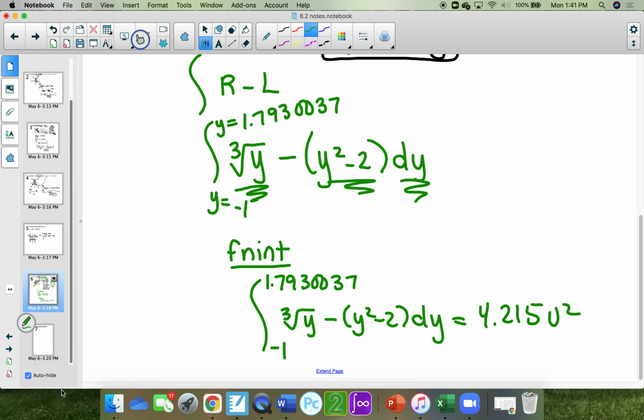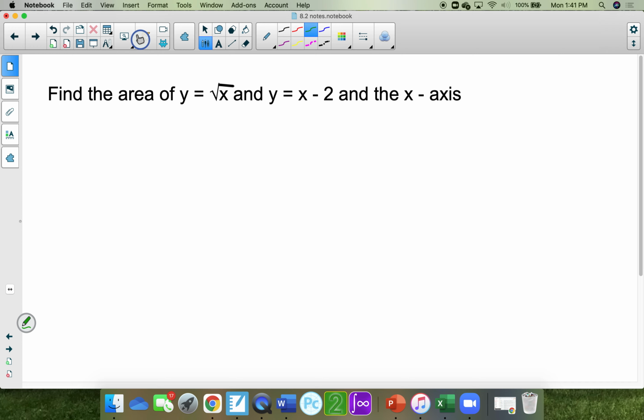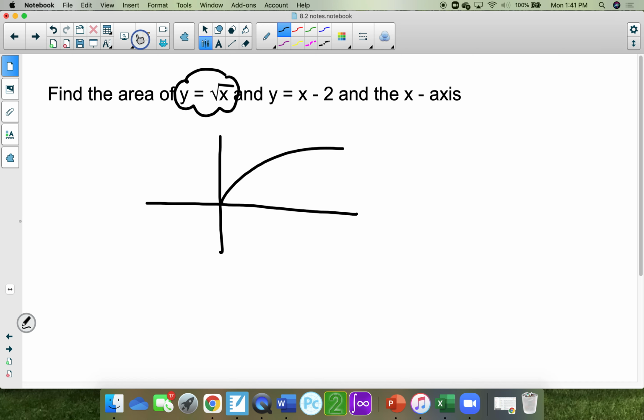And we have one more section. Find the area of y equals the square root of x, y equals x minus 2, and the x-axis. So this is going to take me a while to show you this. The first thing I'm going to do is graph that. Y equals x minus 2, I put my first dot at negative 2 and go up 1 and over 1, up 1 and over 1. And it looks like this.